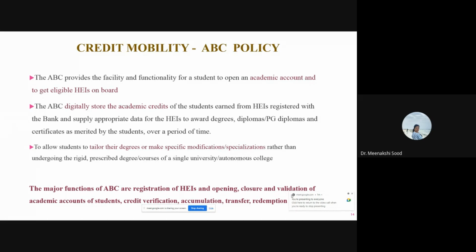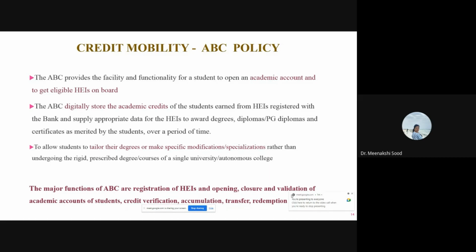Like we are having NAD right now, I think most of the colleges must be doing that. The National Academic Depository is there, where details of each and every student are there. So with that, the ABC will be linked. So every student will have a depository in which the number of credits he is earning every semester, every time, from any source, for any subject.